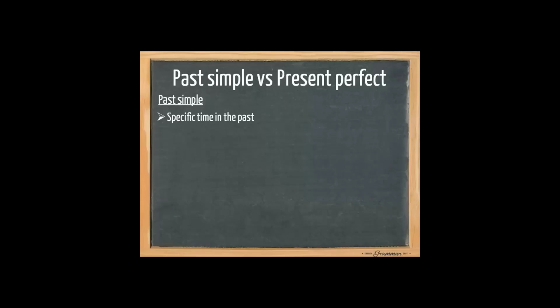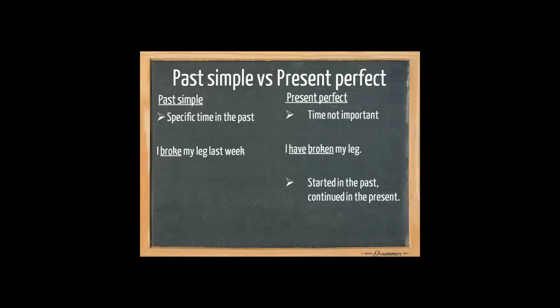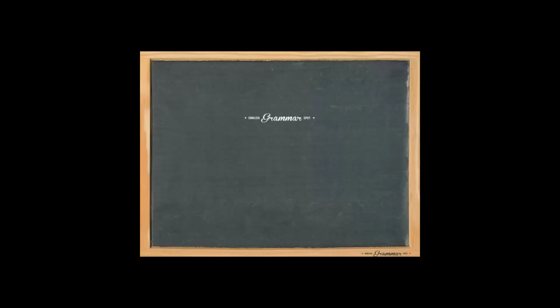Now, let's have a look at when we use a past simple. We use a past simple when something happened at a specific time in the past. I broke my leg last week, so it's important that I tell you that it was last week. For the present perfect, time is not important. I've broken my leg, and it's not important when it happened. We also use a present perfect for things that started in the past but have continued in the present. For example, I've lived here since 2012. In the past simple, that would be I lived there in 2012, meaning I no longer live there. I thank you for your attention.